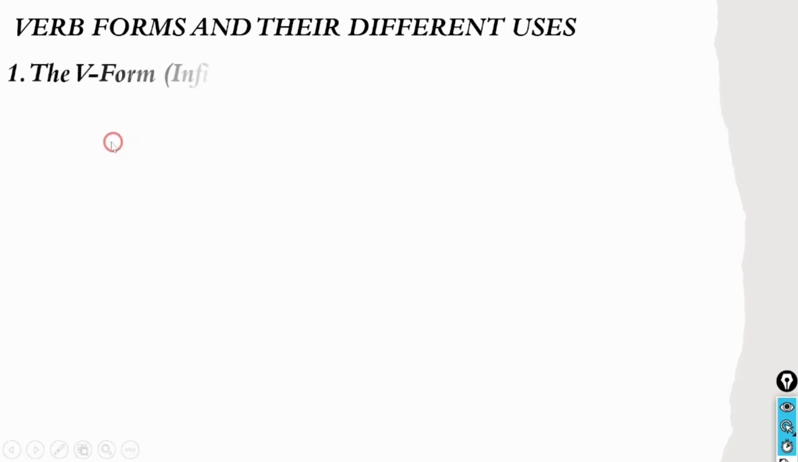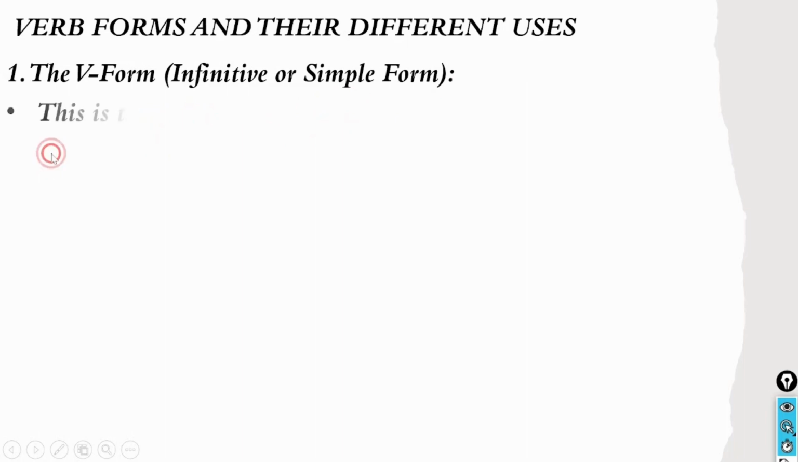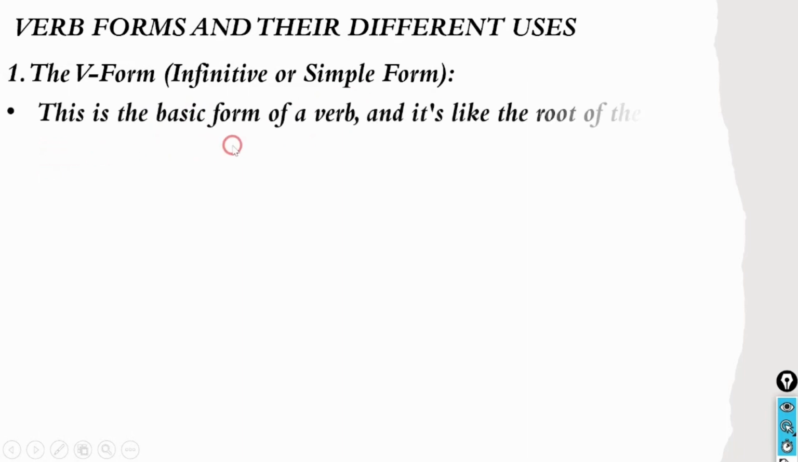All right, so we are going to look at the first one, which we call the V form, also called the infinitive or simple form. The first form of the verb is the V form, the infinitive or simple form. This is the basic form of a verb, like the root of the word, the way we write it without doing anything.